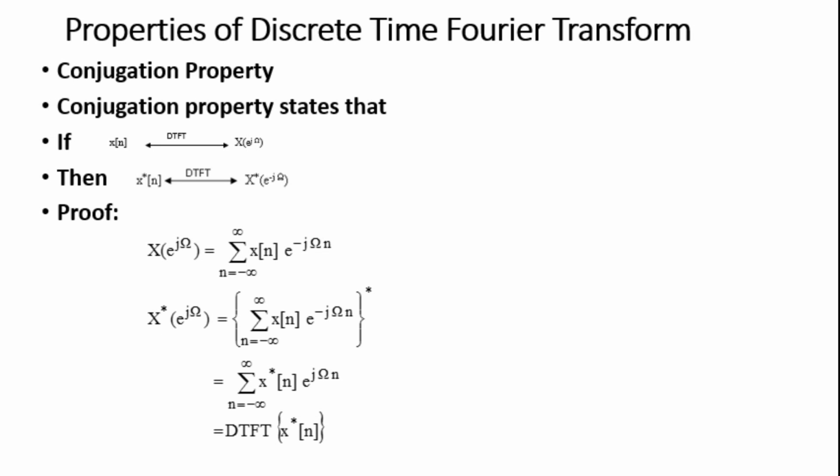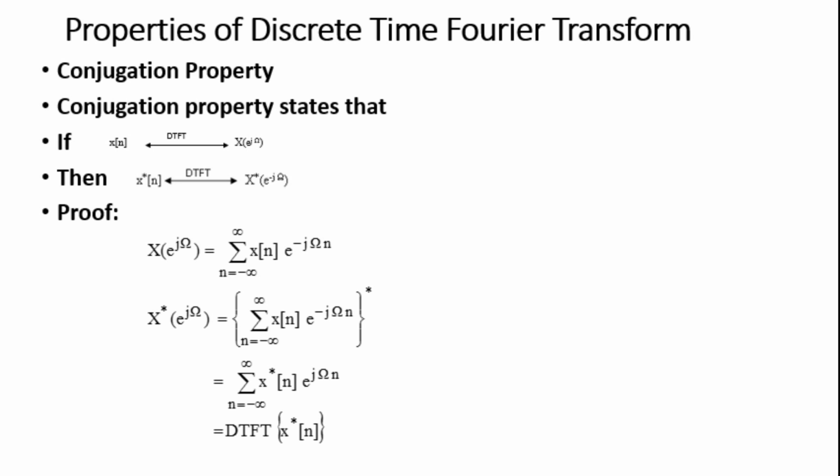Next property is the conjugation property. The conjugation property states that if x of n, on taking the discrete time Fourier transform, gives X of e power j omega, then the discrete time Fourier transform of x star of n is equal to X star of e power minus j omega. Let us prove this.